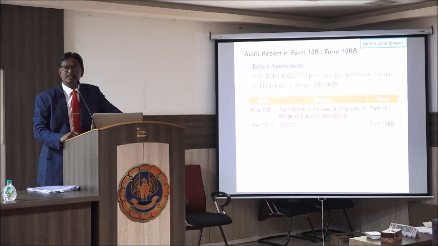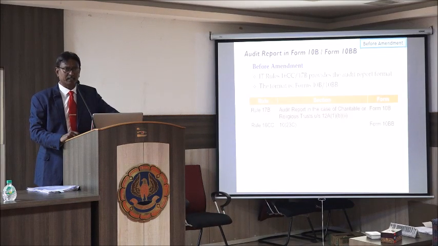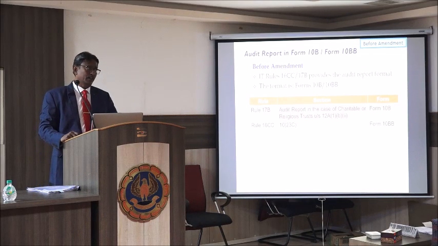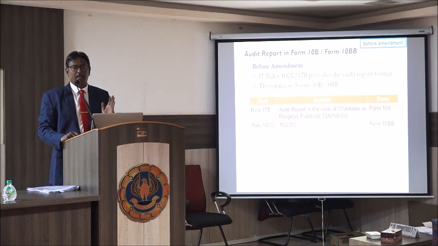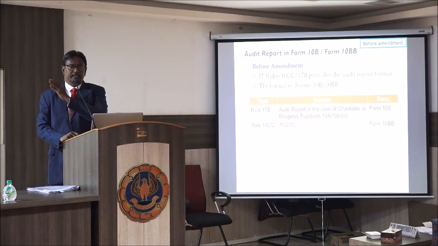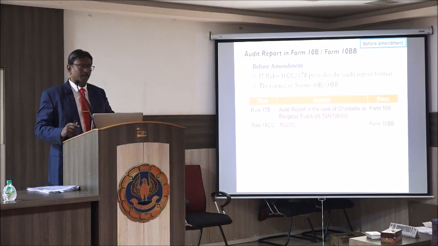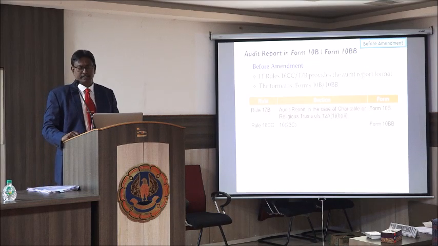So IT Rule 16CC and 17B provide the format. 17B is for the section 12A registered organization. So before the amendment, Form 10B is for the 12A registered organization, and 10BB for the 10(23C) organization. So two different forms. If you are a 12A registered organization, you follow Form 10B. If you are a 10(23C) claiming organization, then go for 10BB. That was the broader classification for taking the form.